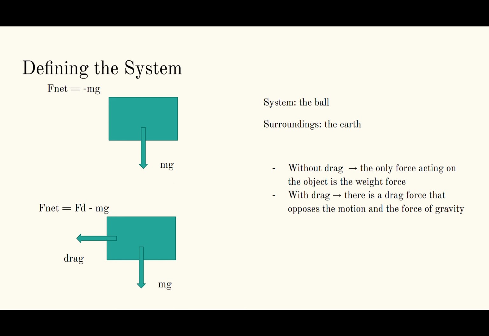I define the system as the ball and the surroundings as the earth. Without drag, the only force acting on the object is the weight force, and with drag, there is a drag force that opposes the motion, and there is the force of gravity.